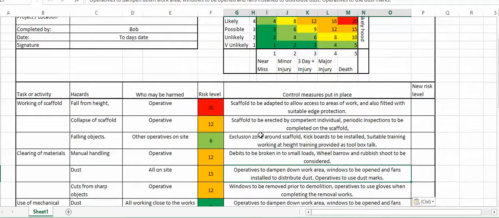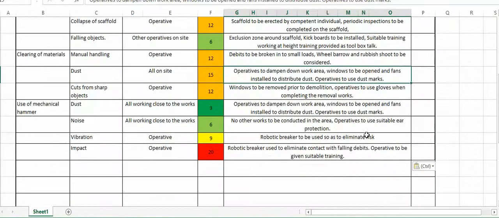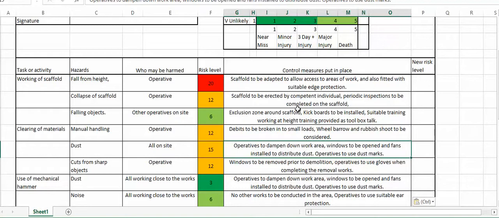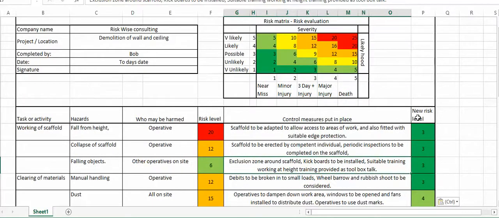Going back to the risk assessment, I've put in some control measures here. You can see, for example, down here, I've decided to use a robotic breaker. This completely eliminates the risk. That's obviously the ideal, but sometimes that's not possible. I've scaffold, so I've put in control measures for the scaffold to be adapted to allow work access so that people can't fall off, and also fitted with suitable edge protection. I've then added the new risk levels following the precautions that I've added.